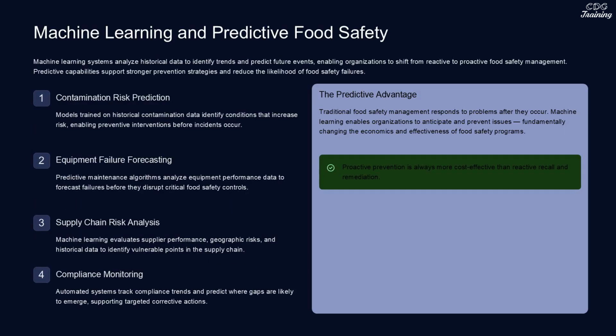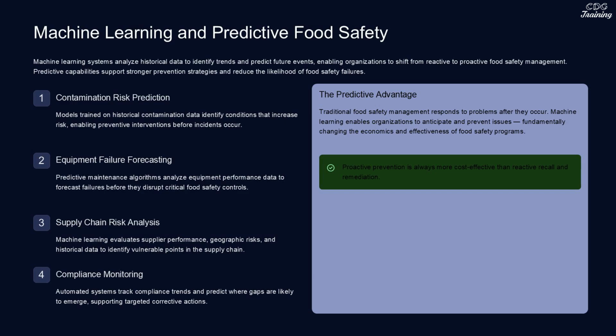Machine learning systems analyze historical data to identify trends and predict future events, enabling organizations to shift from reactive to proactive food safety management. Predictive capabilities support stronger prevention strategies and reduce the likelihood of food safety failures. Contamination risk prediction models trained on historical contamination data identify conditions that increase risk, enabling preventive interventions.